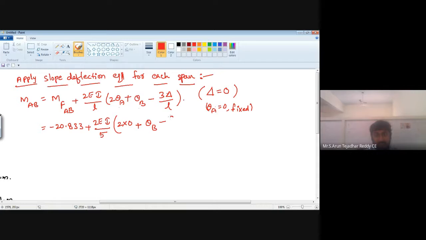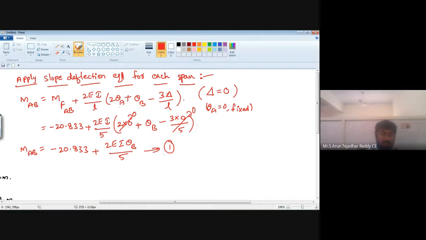Next, delta value is not given in the problem, so 0, and the span is 5 meter. Now solving this equation, you will get minus 20.833 plus, this term is 0, this term is also 0, remaining is 2EI theta B by 5. This is equation number 1. MAB completed.